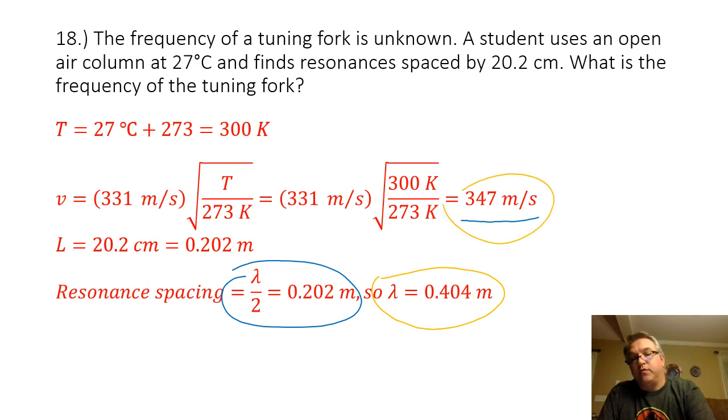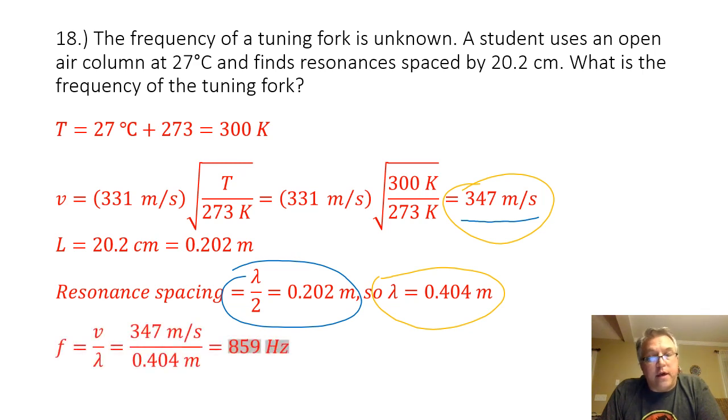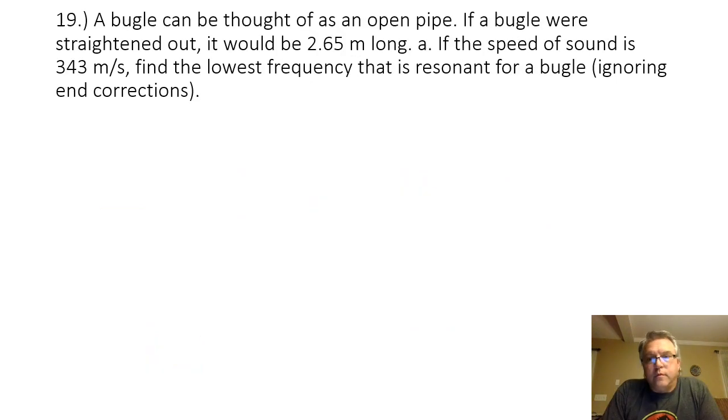I have my wave speed. I can use my wave speed formula to solve for the frequency. And solving that formula for frequency will give me f equals v divided by lambda. 347 meters per second divided by 0.404 meters will give me a frequency of 859 hertz.